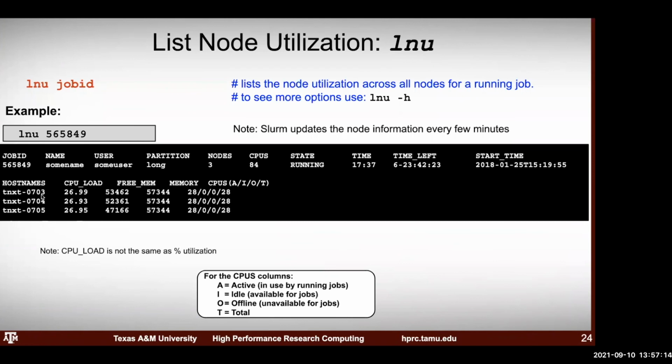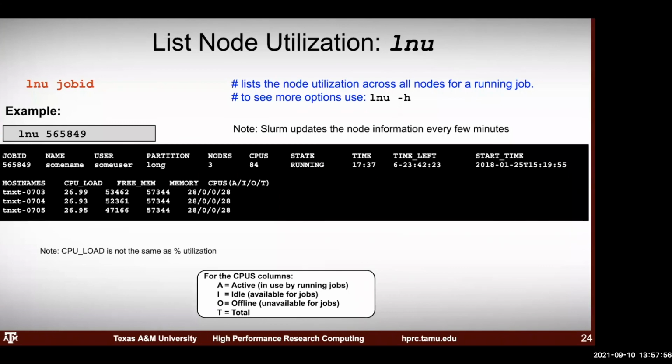It says TNXT0703. This is the actual name of the compute node that it ran on. That compute node had a CPU load of 26.99%, pretty low CPU utilization here. It shows the free mem, how much memory is available, and then in a similar sense to the sinfo output, we see the CPU available, idle, offline, total. So in this case, it had pretty low utilization. Note CPU load is not the same as percent utilization. That's not the same as your core running super efficiently.